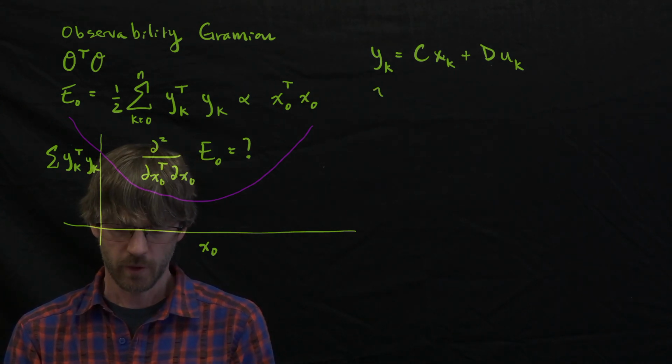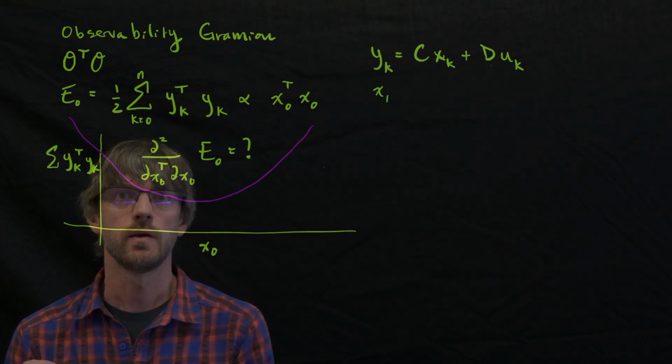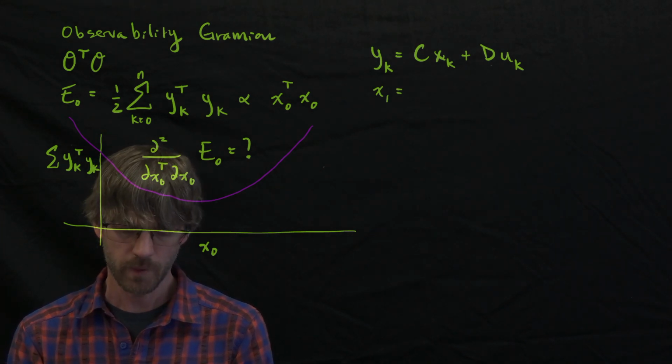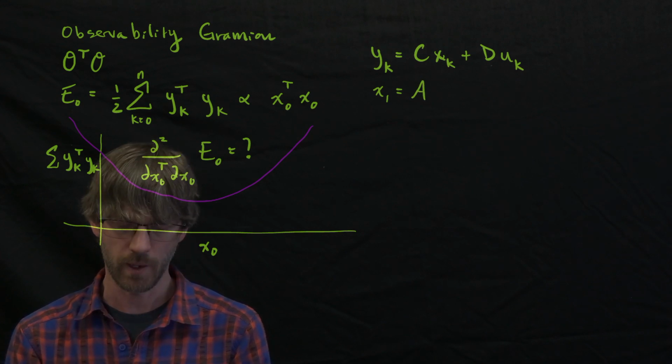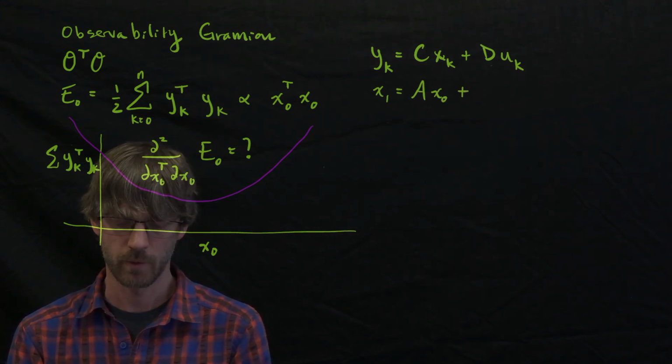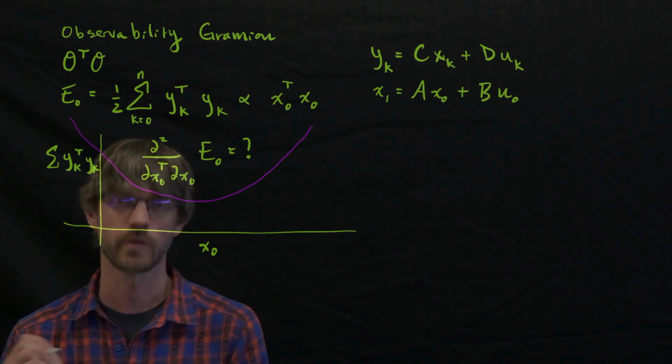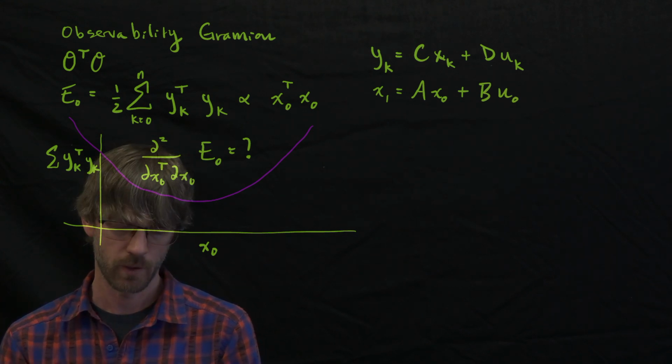So let's start out more explicitly by writing out that the state at time 1 can be related to the initial condition by the standard linear dynamical system. So A x0, the initial condition, plus B, and the control inputs at that very first time step.